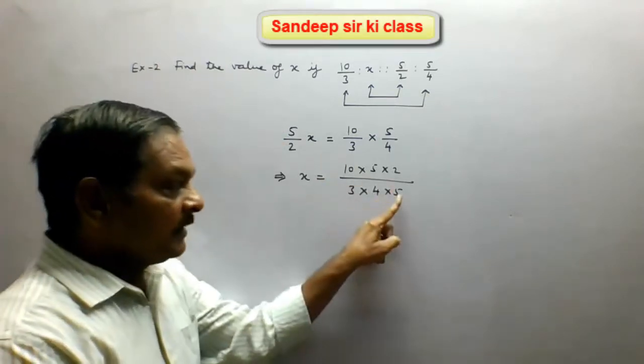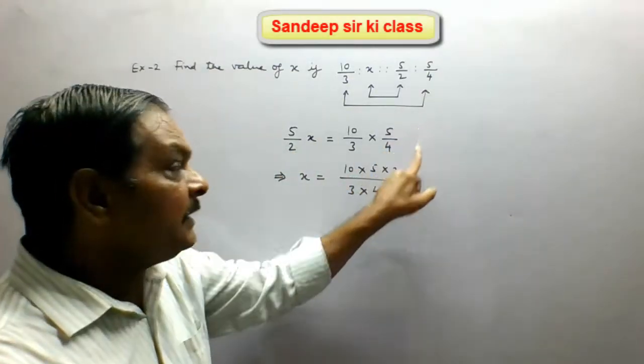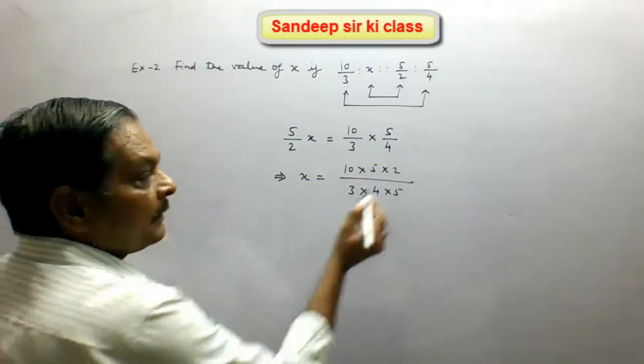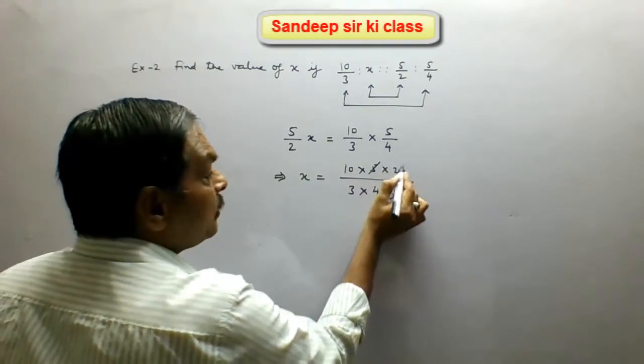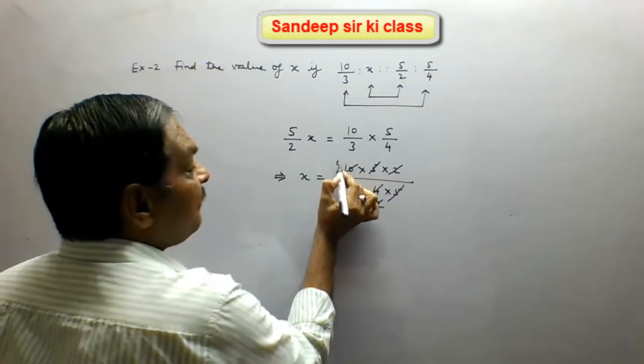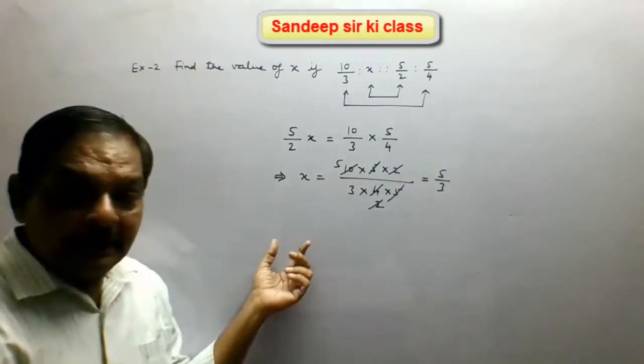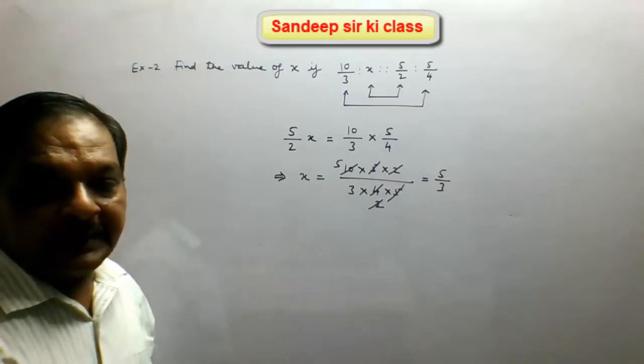This 5 has come in the denominator, 2 has gone by cross multiplication in the numerator. Simplify it. So 5 and 5 are cancelled, 2 cancels this 4 2 times, 2 cancels this 10 5 times. So this is equal to 5 upon 3. Value of x is 5 upon 3.